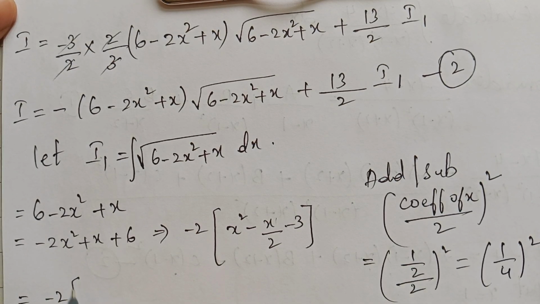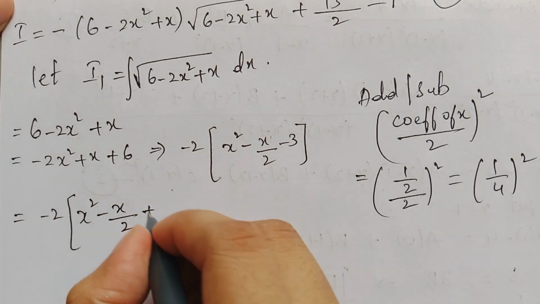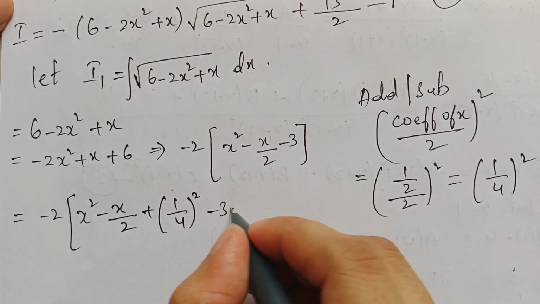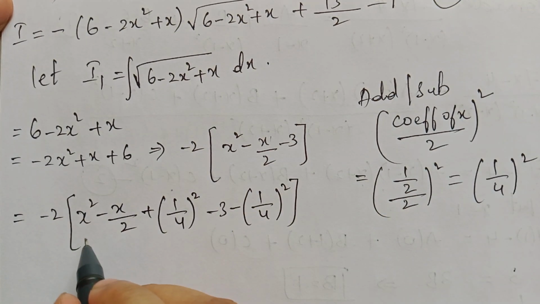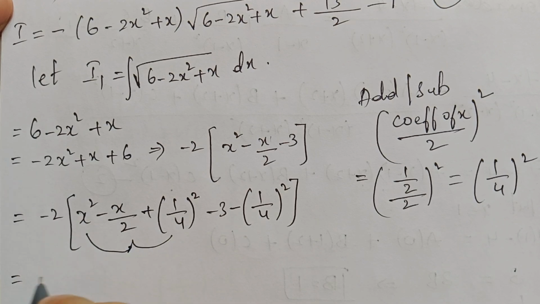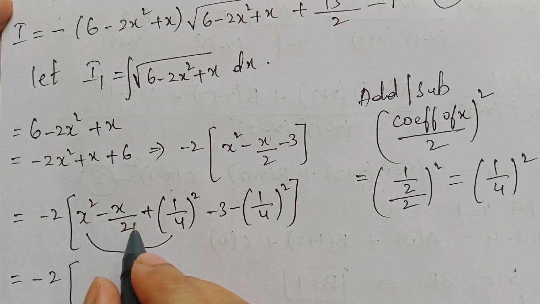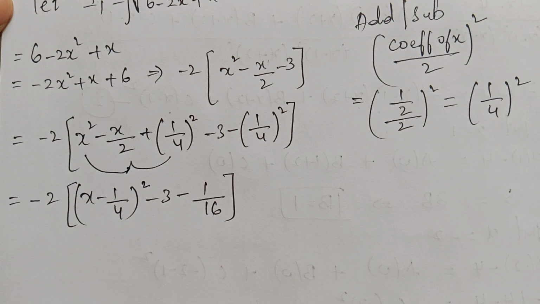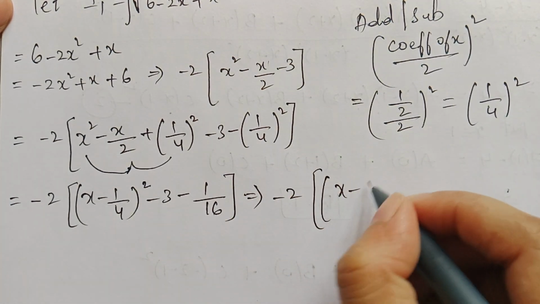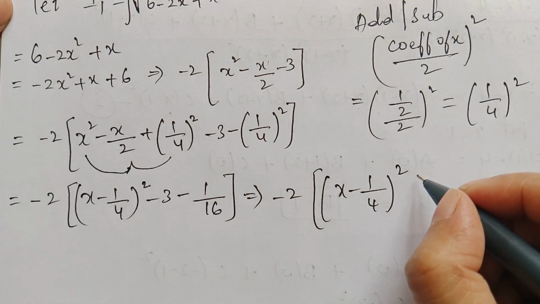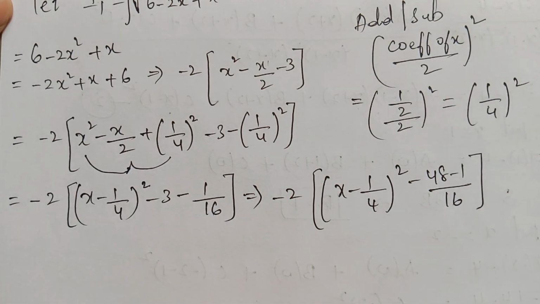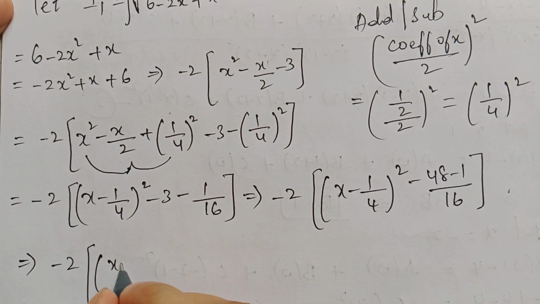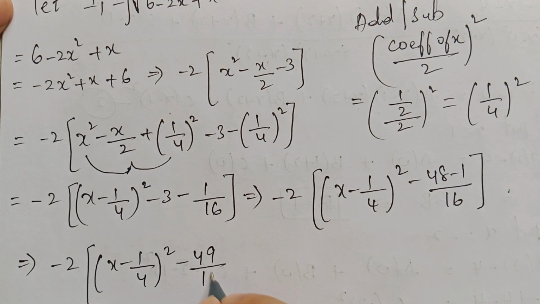So this can be written as minus 2 into x square minus x by 2 plus 1 by 4 whole square minus 3 minus 1 by 4 whole square. So here it is a square minus 2ab plus b square, which equals a minus b whole square. So it is x minus 1 by 4 whole square minus 3 minus 1 by 4 square is 16. Now taking LCM, we will get minus 2 into x minus 1 by 4 whole square, 16 3s are 48, so it is minus 48 minus 1 by 16. So this can be written as minus 2 into x minus 1 by 4 whole square minus 49 by 16.